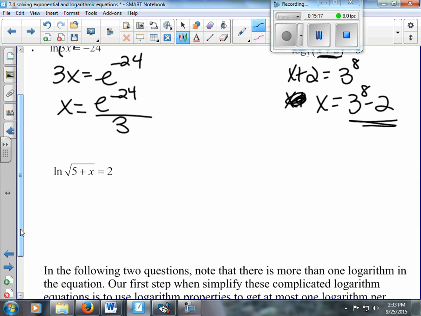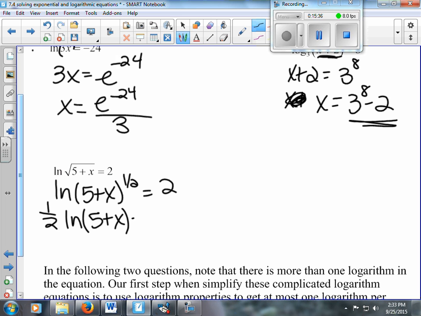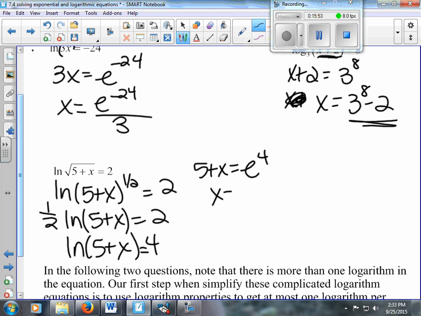All right, and then in this last one, I have the natural log of the square root of 5 plus x equals 2. I'm going to think of square root of 5 plus x as 5 plus x to the 1/2. And then I'm going to put that 1/2 in the power in the front of the logarithm. And then multiply both sides by 2, because I don't like square roots. So I get the natural log of 5 plus x equals 4. And now I'm going to switch to exponential form. And so 5 plus x equals e to the 4, and x equals e to the 4 minus 5.